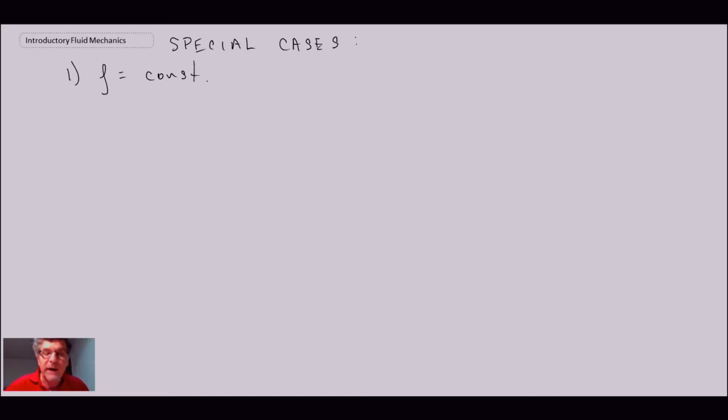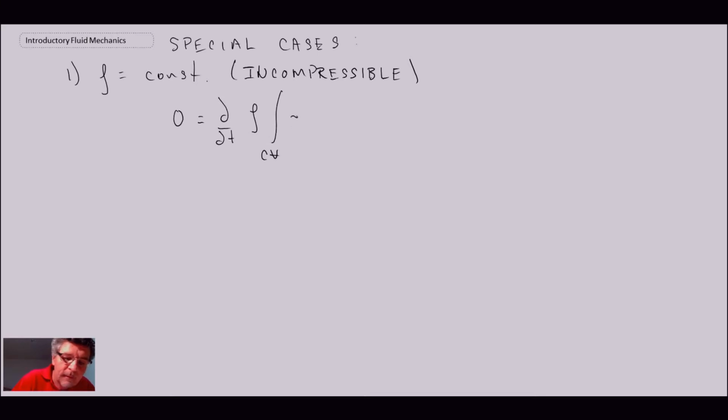So the first one is where density is a constant. We call this a special form of flow, and we refer to that as being incompressible. What that implies is density does not change. Looking at the conservation of mass equation, I can pull density out of the integral for both the control volume as well as the control surface.